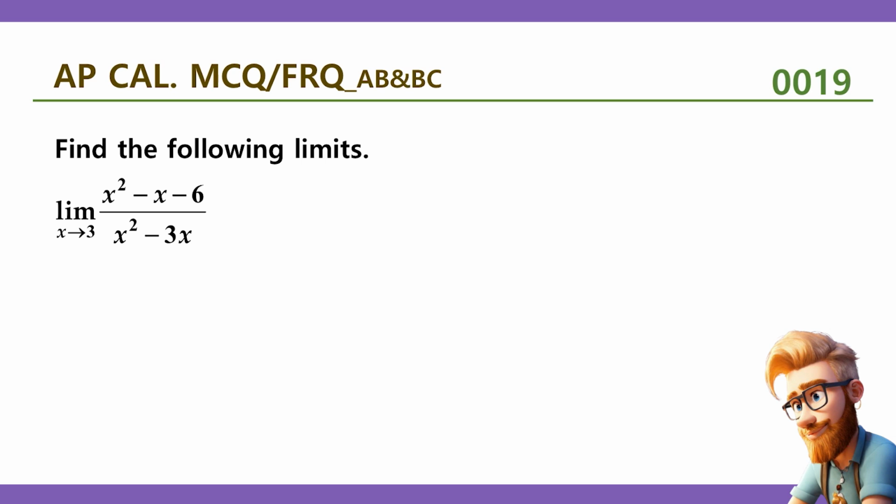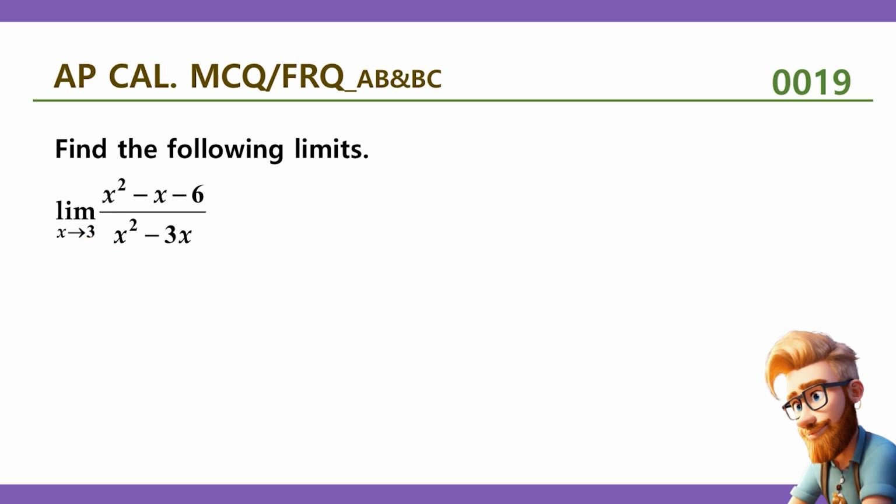Question number 19. The question is to find the following limit. We have a limit as x approaches 3 of (x squared minus x minus 6) over (x squared minus 3x). So the first thing we want to do is substitute 3 for x.